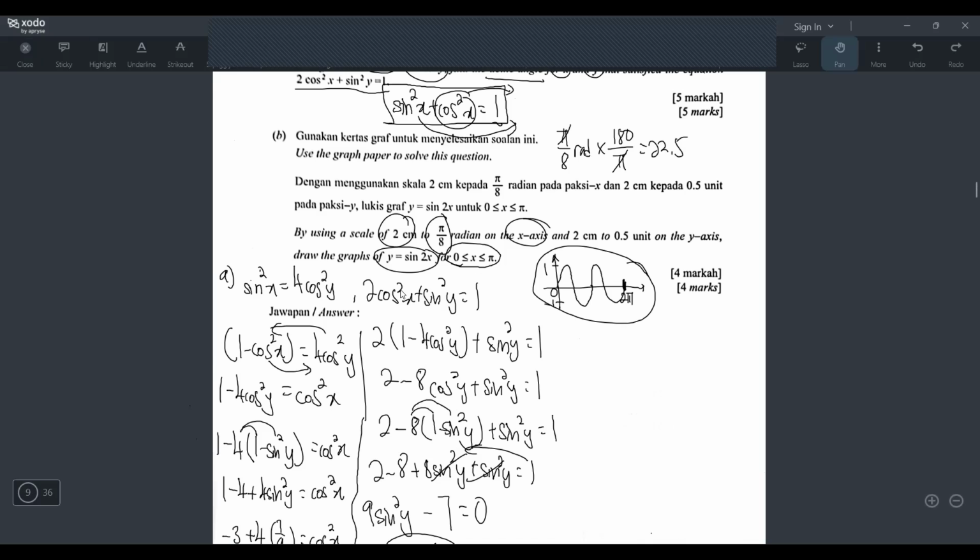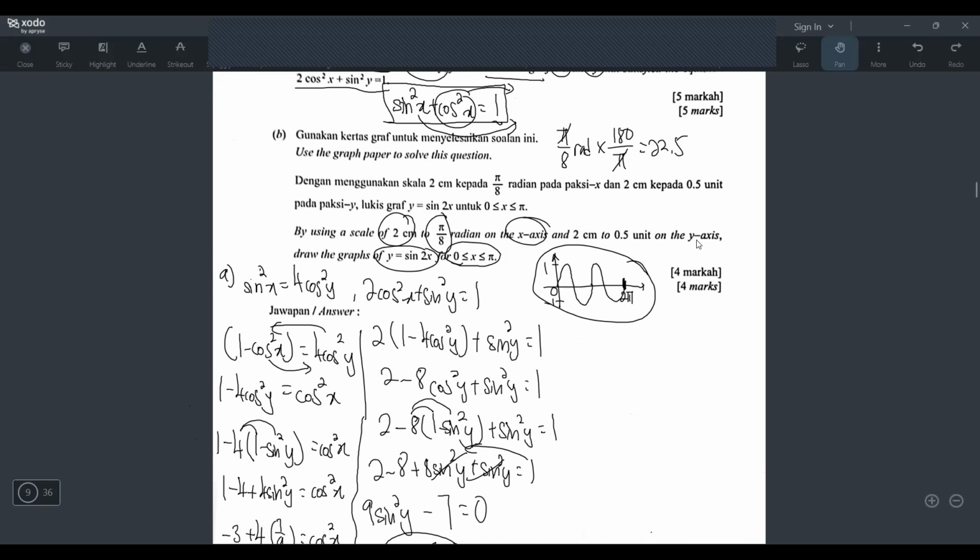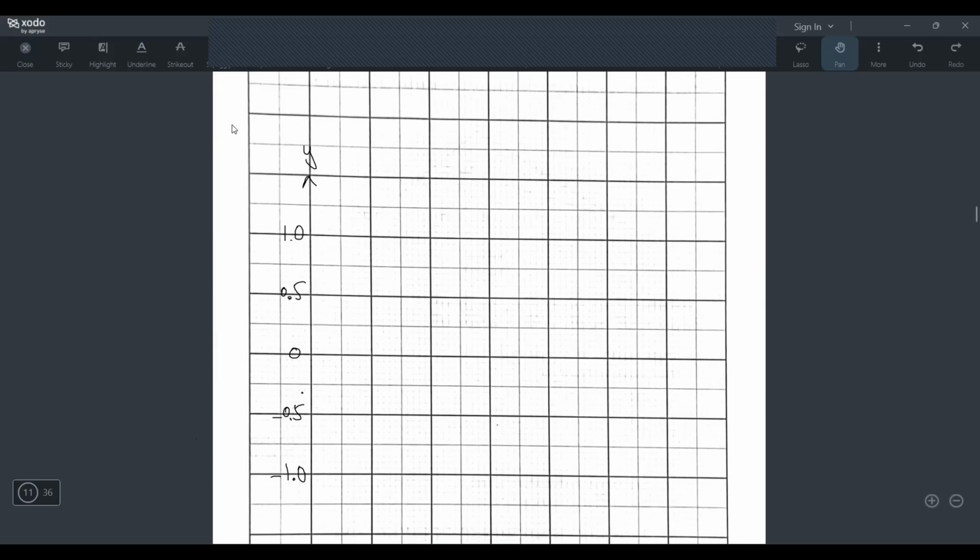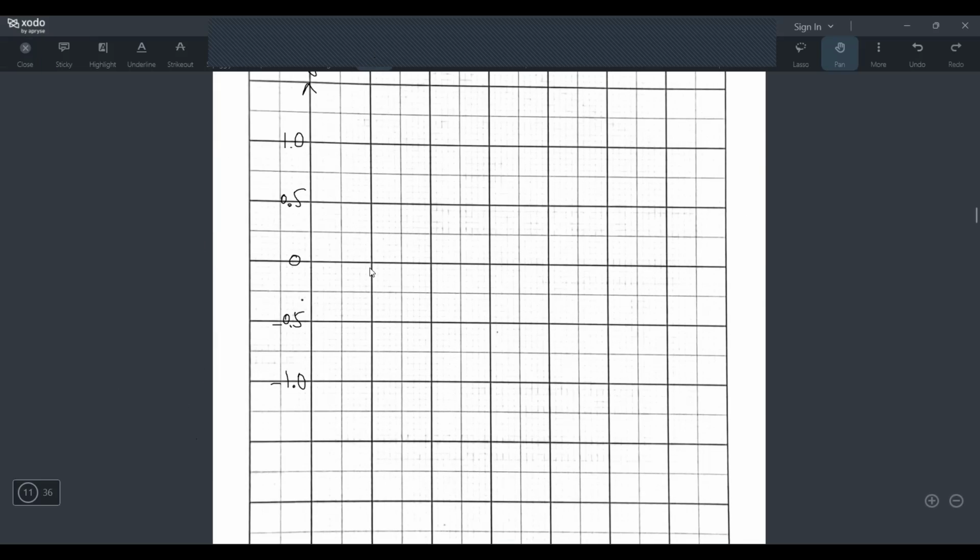Let's double check one more time. Yes, 2 cm to 0.5 on the y-axis, so you just need 0.5, 1, and that's all. Then what about this one? 2 cm to pi over 8. Okay, pi over 8. So this is 0, this will be pi over 8, or you can say 22.5 degrees, right?